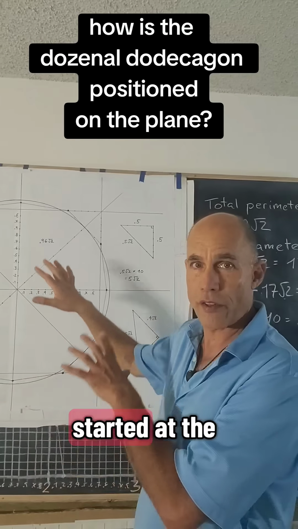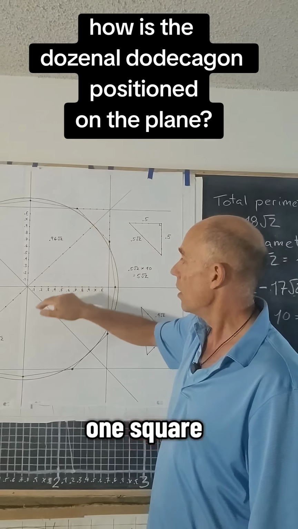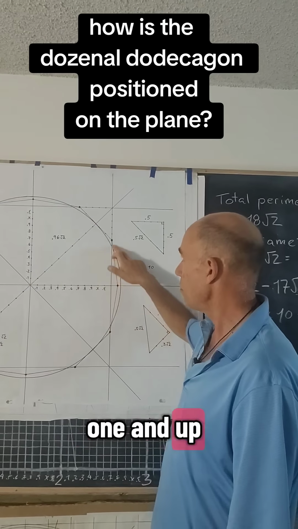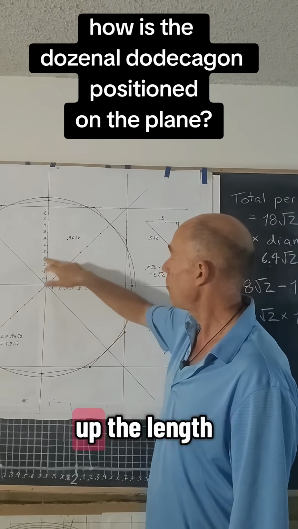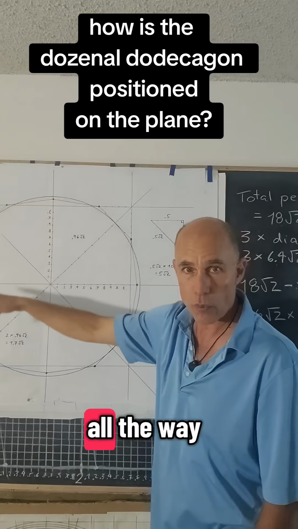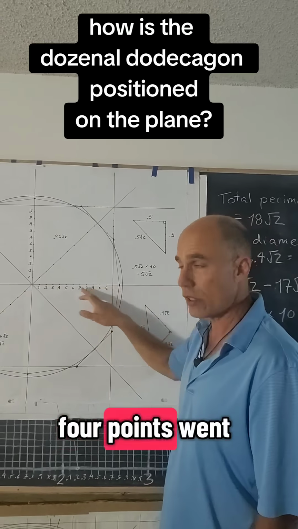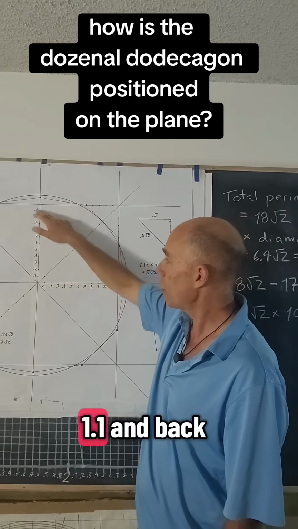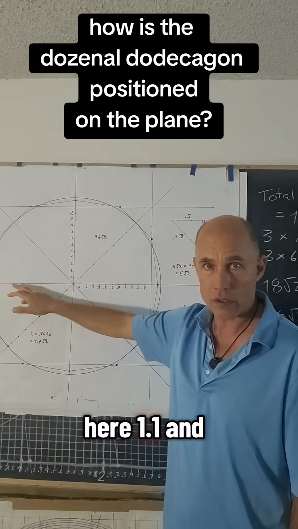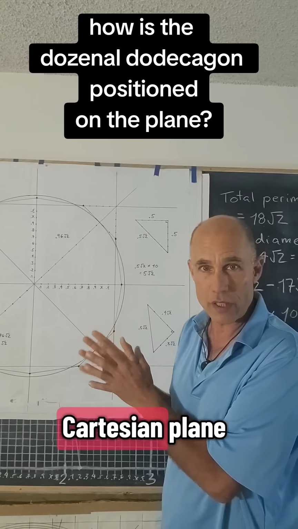Okay, so we started at the heart of the Cartesian plane with a 1 by 1 square. We went over the length of 1 and up 0.7 and plotted a point, and we did that 8 times, up the length of 1 over 0.7 all the way around to create the first 8 points. Then the next 4 points went along the x-axis 1.1, up the y at 1.1, then back here 1.1, and so on. So we plotted 12 points on the base 12 Cartesian plane.